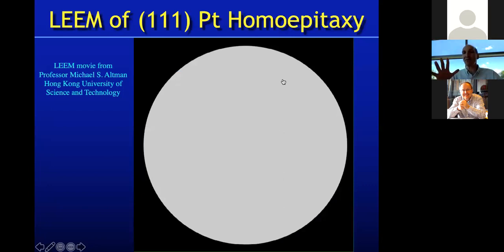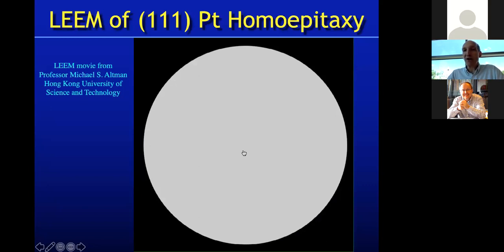So a very simple system. There's not any wacky oxide, just simple platinum on top of platinum. What can be easier? And the movies that I'm going to show you come from Michael Altman at the Hong Kong University of Science and Technology. I have three different movies from Michael, and I want to thank him for providing them. So the field of view here is about 10 microns across this low energy electron microscope.